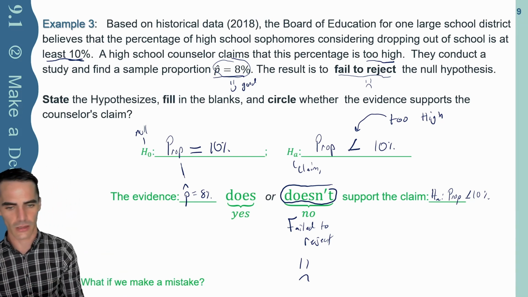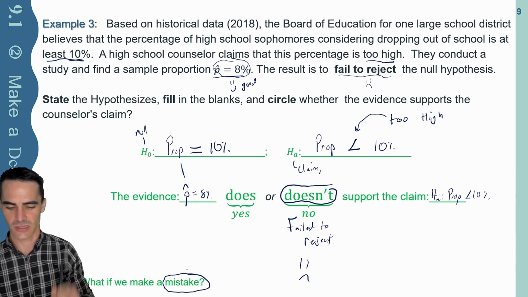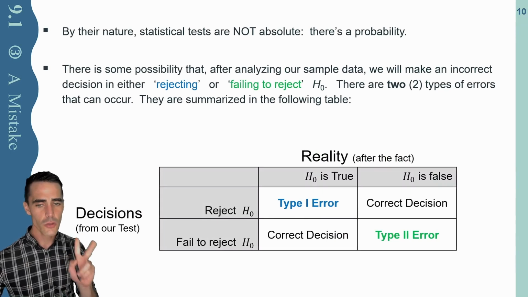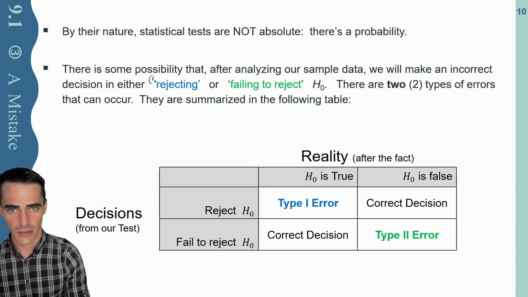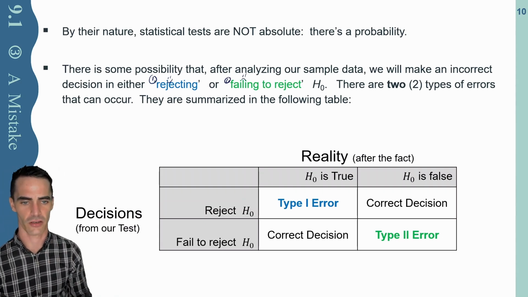So what happens if we make a mistake? And I'm sure the high school counselor here is hoping that this was a mistake. What kind of mistakes can we make? There are two kinds of mistakes that are possible, really based on those two decisions: the rejecting, very happy about that, versus the failing to reject, very sad about that. And so there are two types of errors based on rejecting or not rejecting.